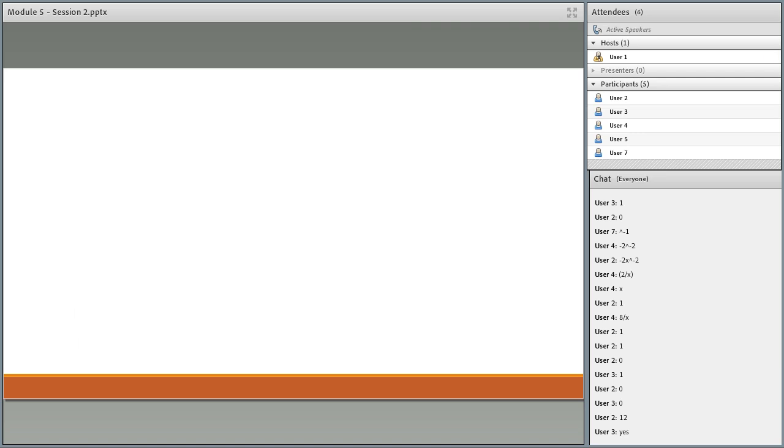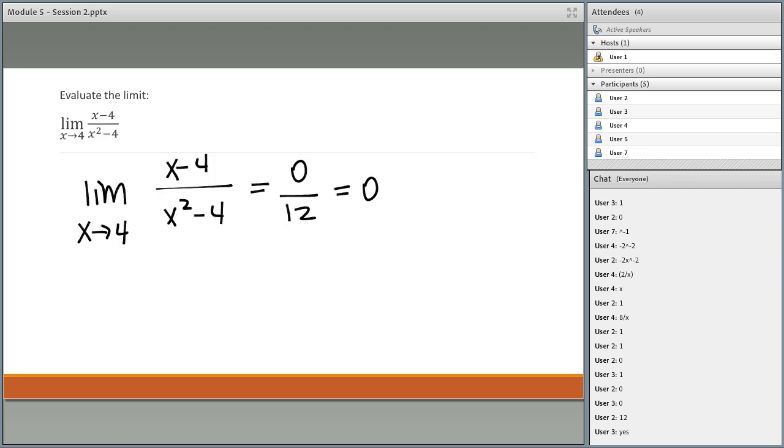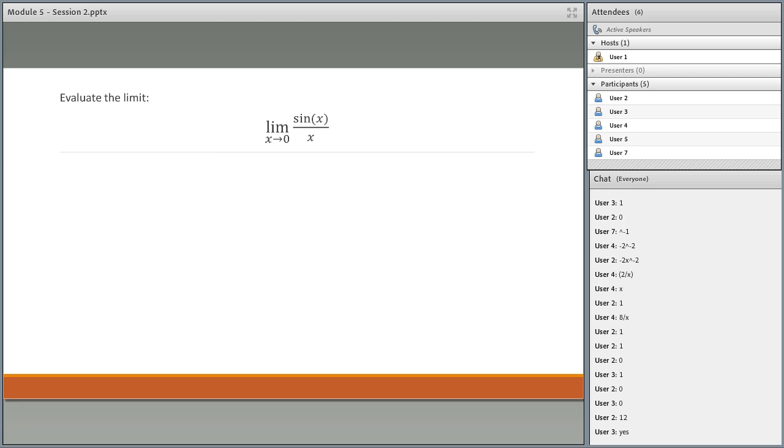So in the last example, let me go back to it. We just ended up getting 0, and that was it. Let's do one more of these. So I have the limit as x approaches 0 of sine x over x.